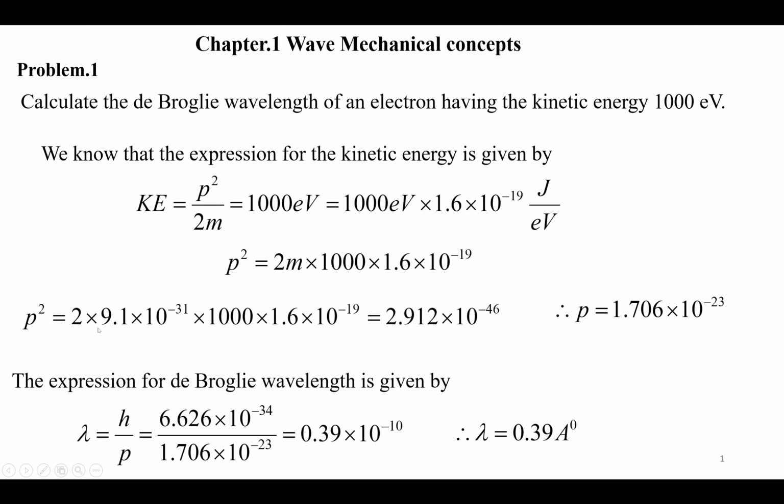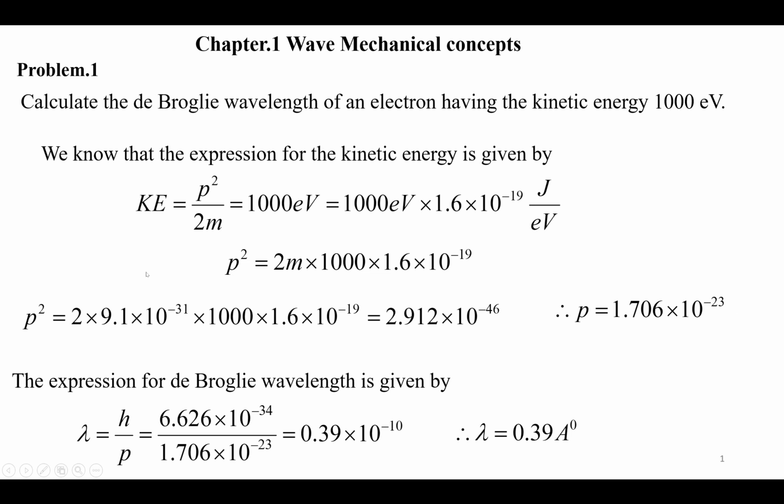Inserting the value of mass of the electron as 9.1 into 10 power minus 31 kg, we will have P squared as 2.912 into 10 power minus 46. And of course taking the square root, the value for P, the momentum, will be 1.706 into 10 power minus 23 kg meter per second.